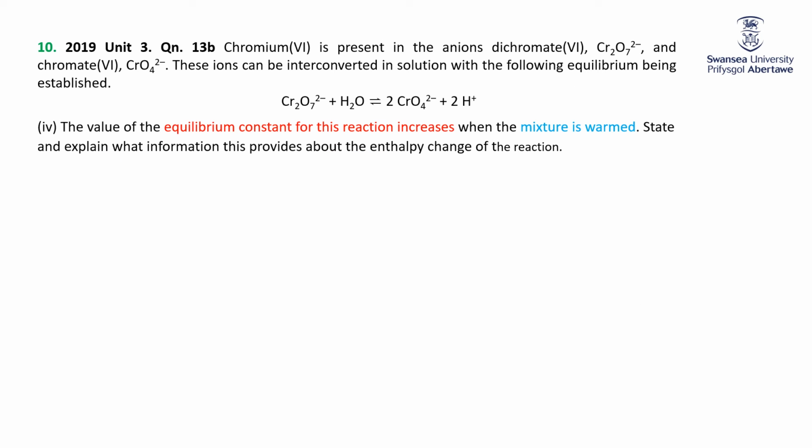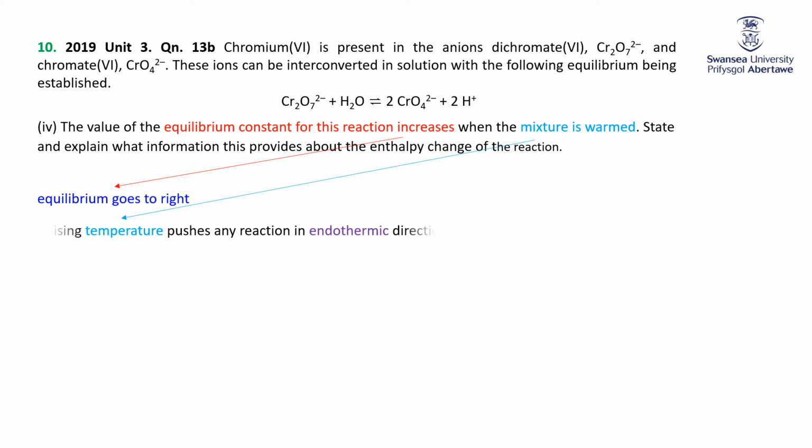Chromium anions, and so on, can be interconverted. This is actually part of a very complex question we'll do some more of in a later movie associated with this worksheet. But right now, the value of the equilibrium constant increases when the mixture is warmed. What information does this provide?